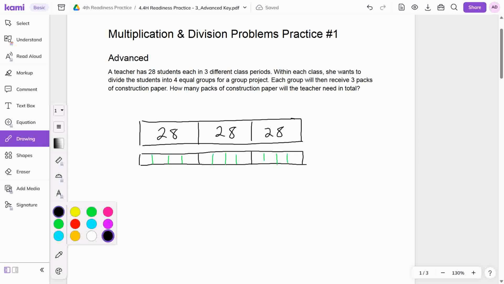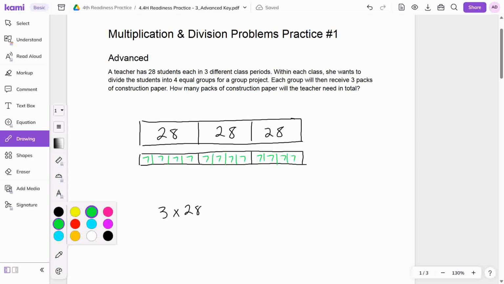We have 3 sets of 28, okay? And then what I want to do is take each of those 28s and divide those into 4 equal groups. And really, I can just think of that as 28 divided by 4, which is 7. All right. And so what I have here is all these groups of 7.